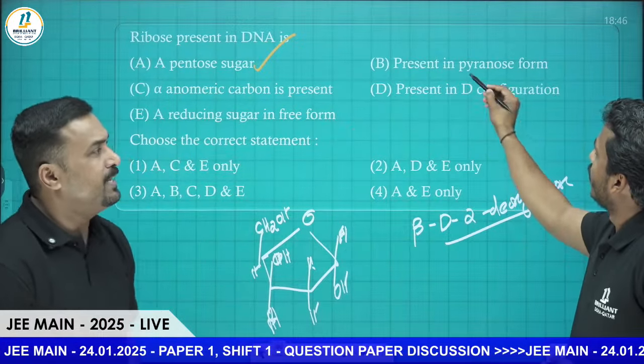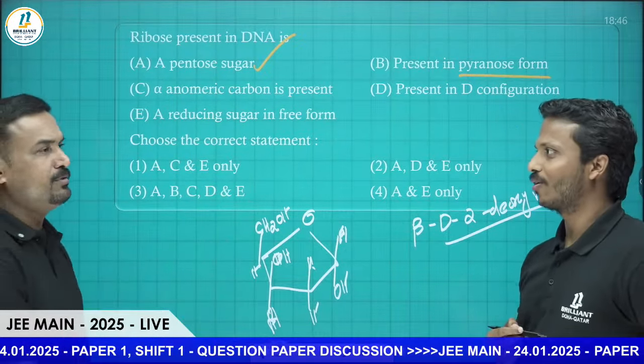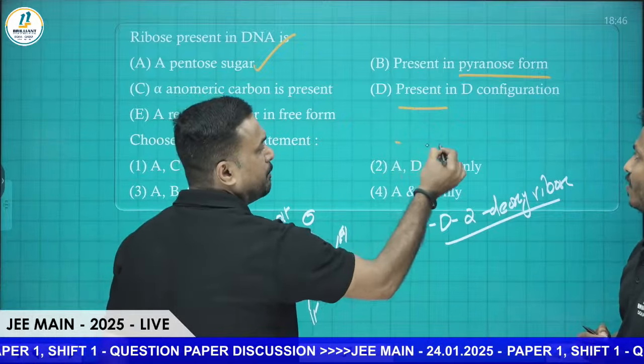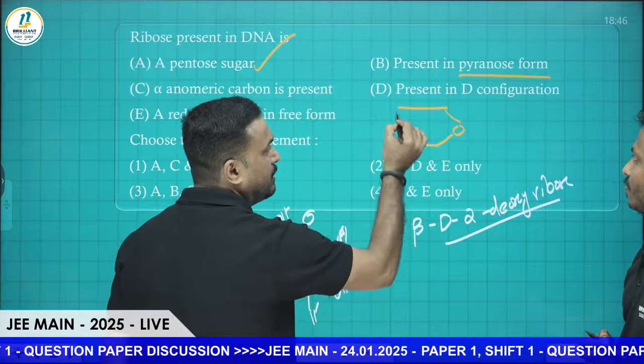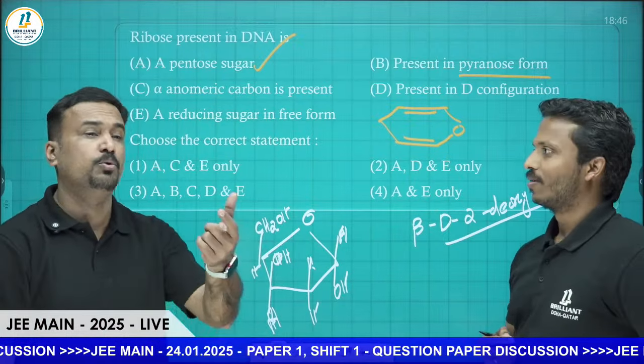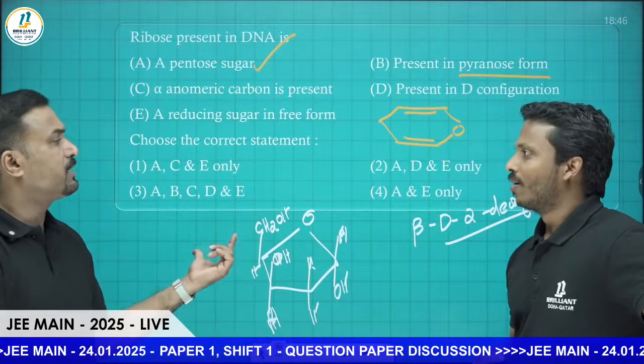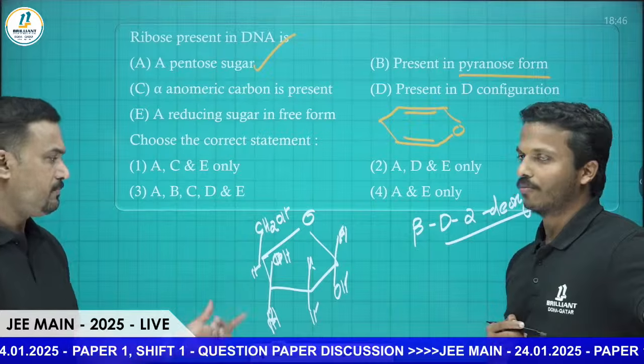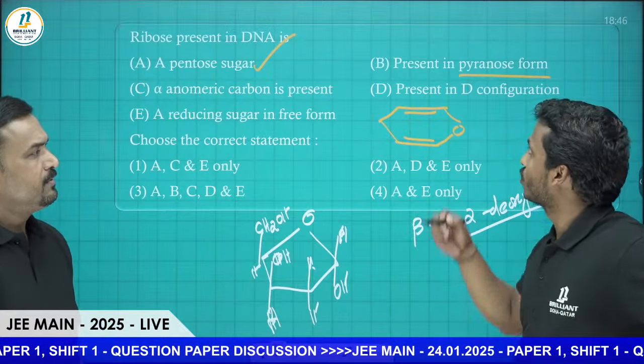Present in pyranose is wrong. You know that the pyranose structure is like this, with oxygen over here, a six-membered ring. This is actually called pyranose, and pyranose is similar to glucose, not to ribose. This is the furanose form that we are using, the furan ring. So I think B.